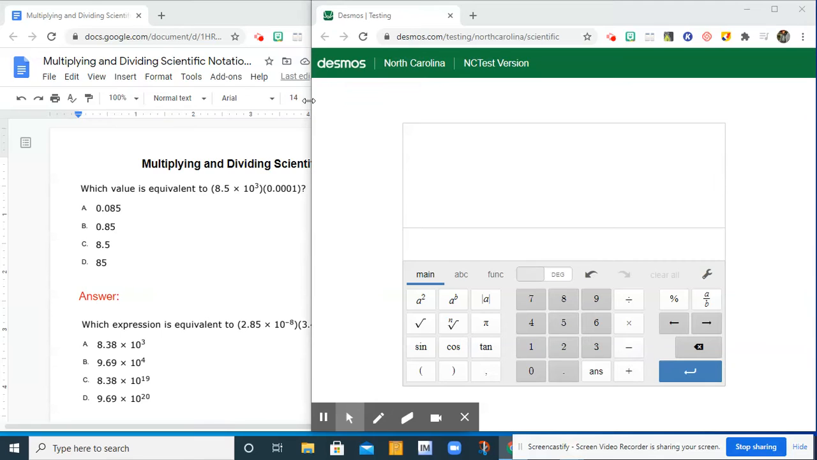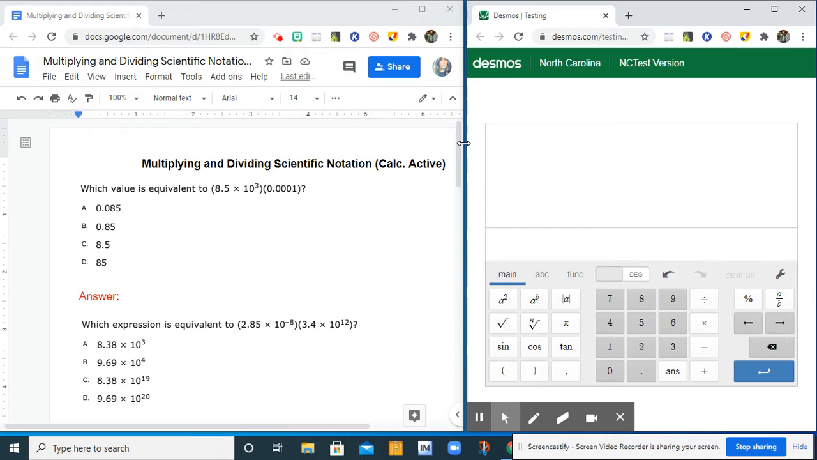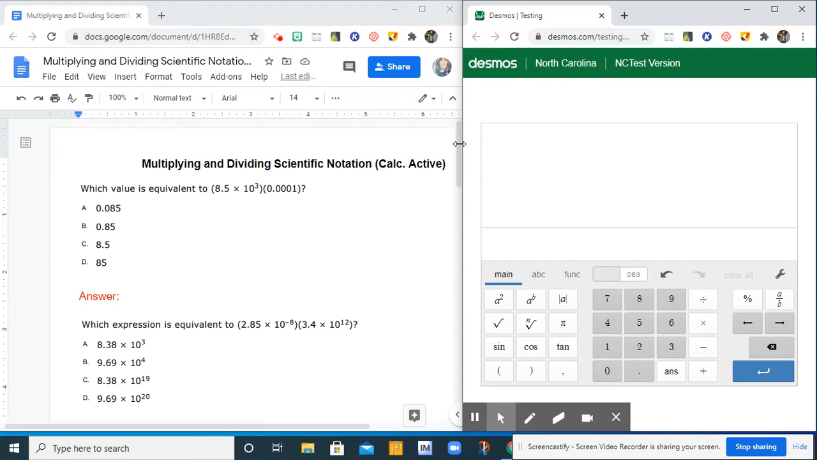Good morning, or afternoon. In this video, we are going to be going over multiplying and dividing numbers in scientific notation, but this time it's going to be calculator active. I'm going to be modeling the Desmos.com calculator for North Carolina. We're going to be using the NC test version. That link to the calculator has been in your Google Classroom assignment and also posted in there as well.